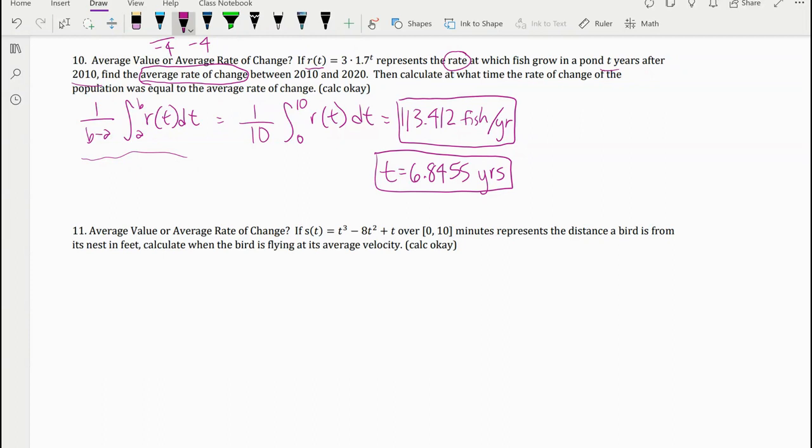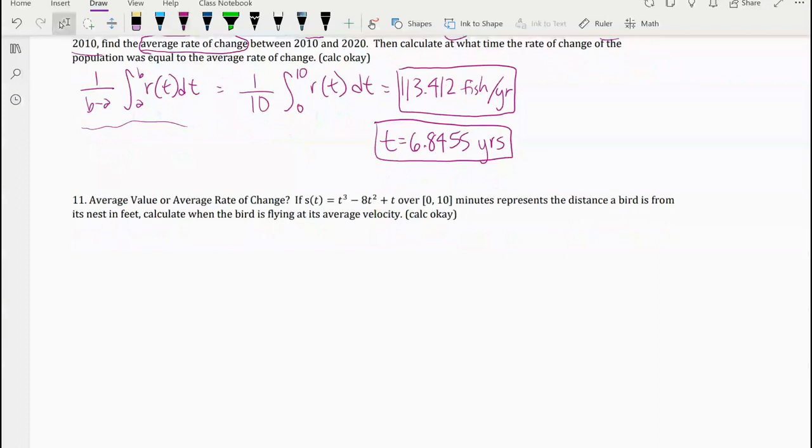Okay. All right, number 11, average value or average rate of change. So we're given S of t, which represents distance a bird is from its nest in feet. Calculate when the bird is flying at its average velocity. Okay, so in this case, I'm given distance and I'm finding velocity. I am not given velocity finding velocity. I'm given distance finding velocity. So that's average rate of change.